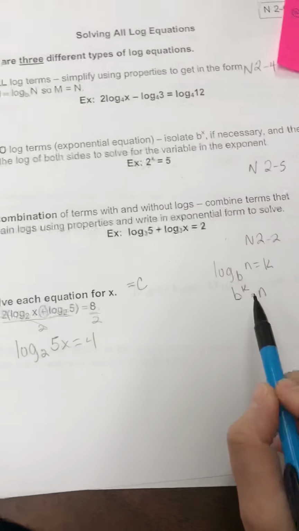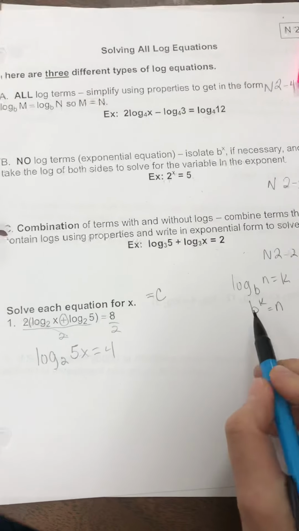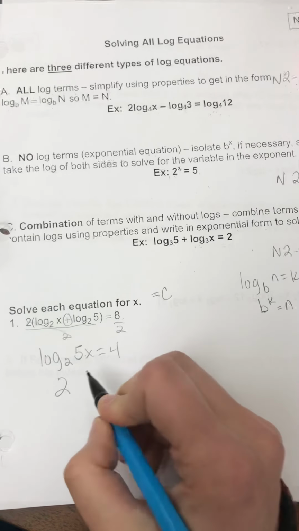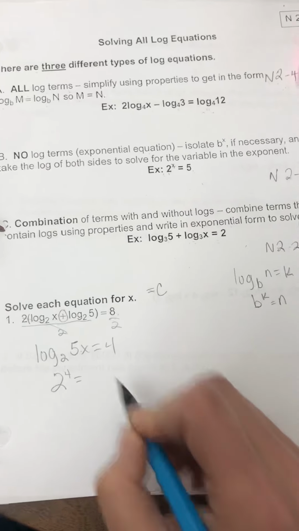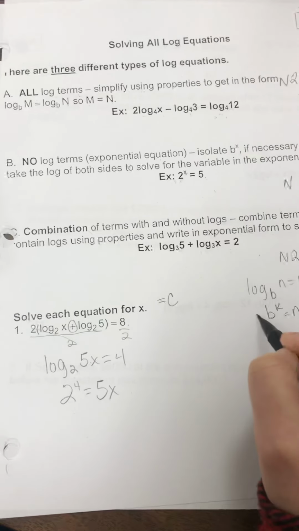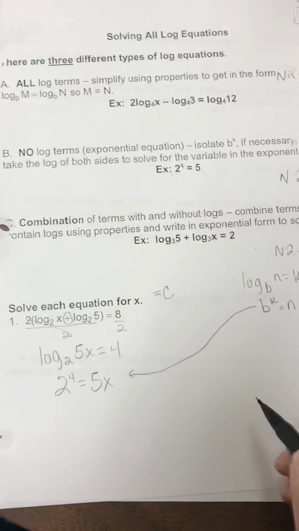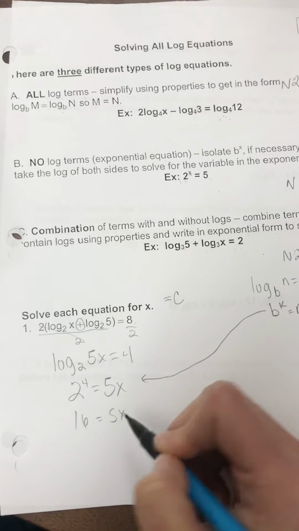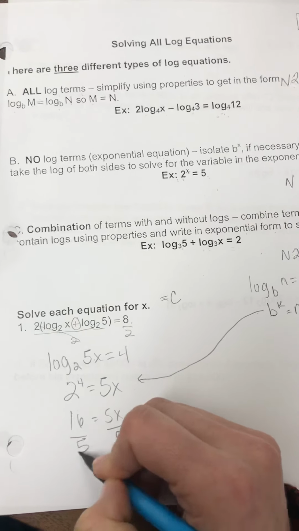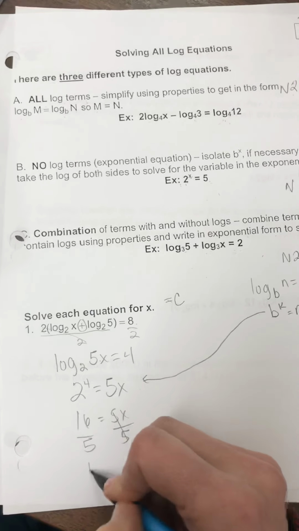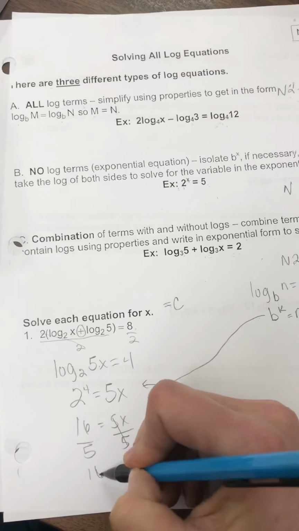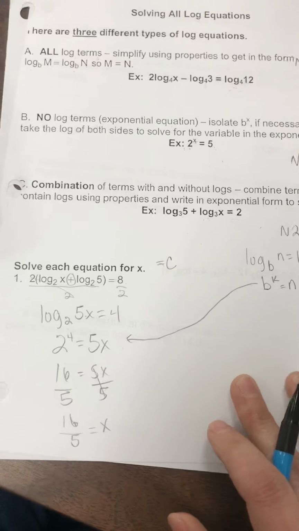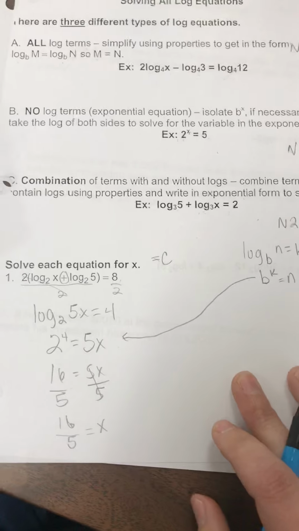Alright, so now using this formula, our b is 2. We're going to rewrite it in exponential form. So our b is 2, our k is 4, and our n is 5x. So we're using that formula down here. So 2 to the 4th is going to give you 16 is equal to 5x. Divide both sides by 5, and you get x is equal to 16/5. That's your answer. You can leave it in fraction form.